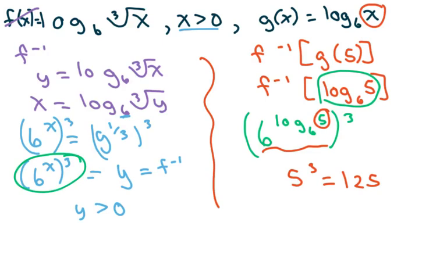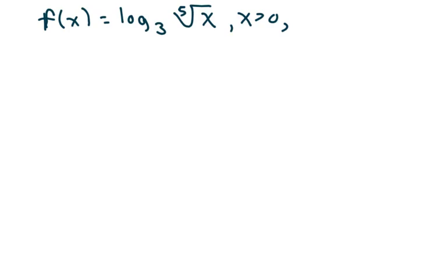The next one we have is 5 and 3, or 3 and 5. So let's do this one. I have this scribbled down. f of x equals log base 3 of the 5th root of x, and g of x equals log base 3 of x. You want to find the inverse. This is also positive. This goes with both of them.